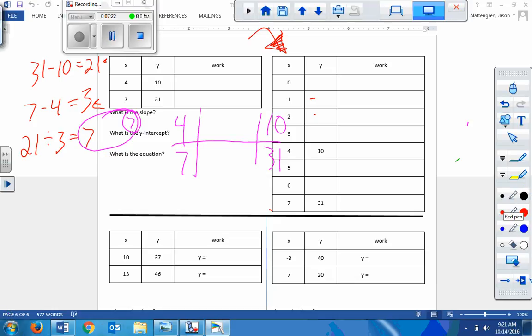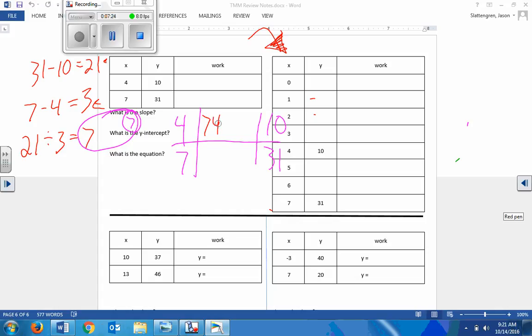So we're going to multiply by 7. So this is 7 times 4, which is 28. And then this is 7 times 7, so there's 7 7s, and that is 49. Now the question is how do we get 28 into 10? How do we get 49 into 31? We have to subtract 18, okay? And so our y-intercept, we have to subtract 18.